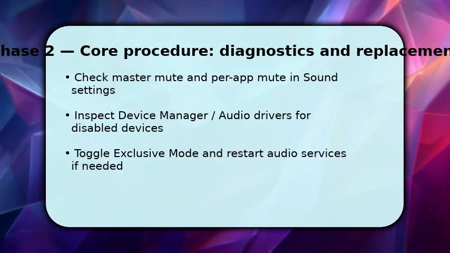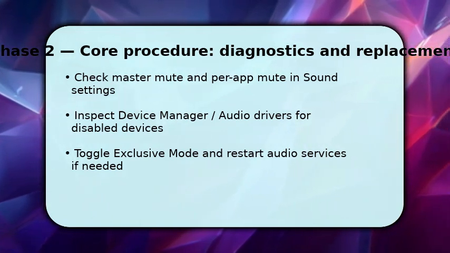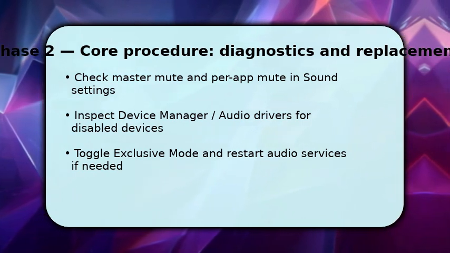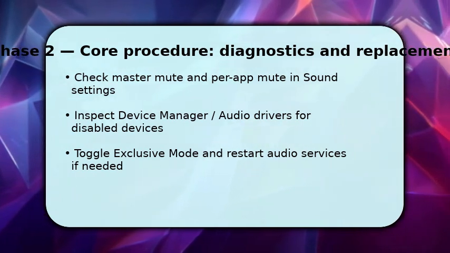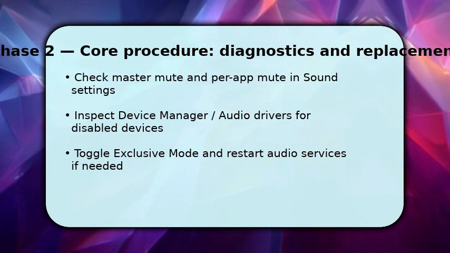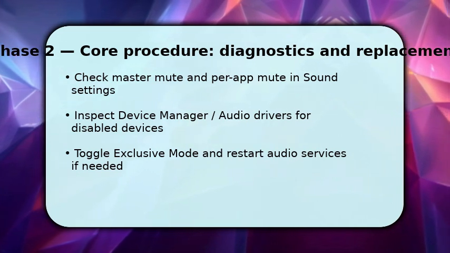Once you have permission, dive into sound controls. Open sound settings and unmute the master input and any app-specific inputs. Some apps get muted separately. Next, check Device Manager or Audio Settings to ensure the microphone is enabled and not disabled by the OS. Update or reinstall the audio driver if it looks broken.